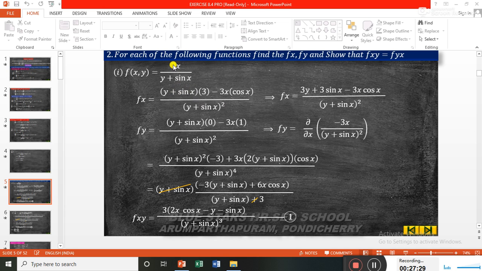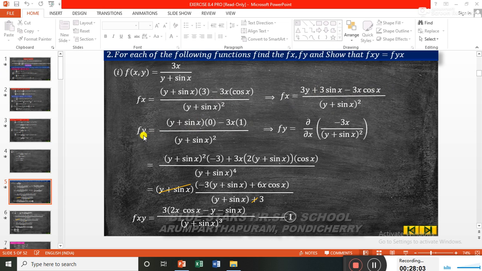into, I differentiate 3x: 3 into the differentiation of x is 1, minus the numerator 3x into the differentiation of the denominator. I differentiate only x terms, so y is a constant. The differentiation of y is 0 and the differentiation of sin x is cos x, so 0 plus cos x is cos x. In the next step, multiplying the 3 in, fx equals 3y plus 3 sin x minus 3x cos x by y plus sin x whole square. So fx is calculated.